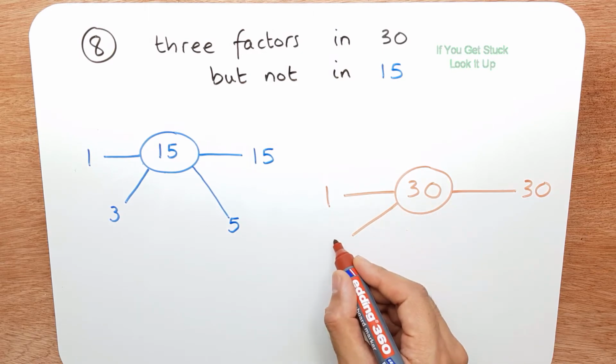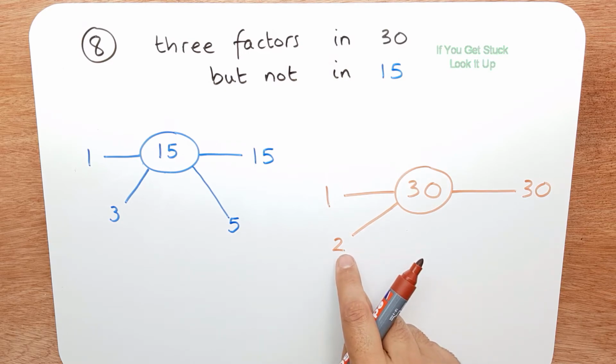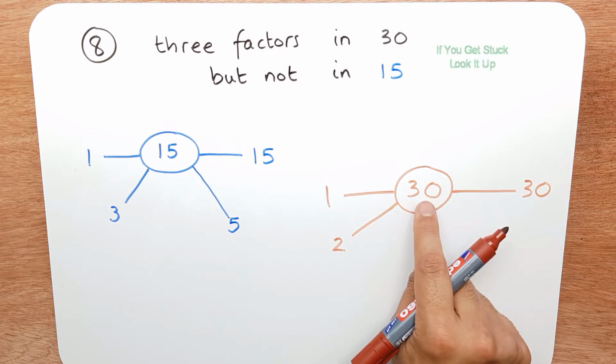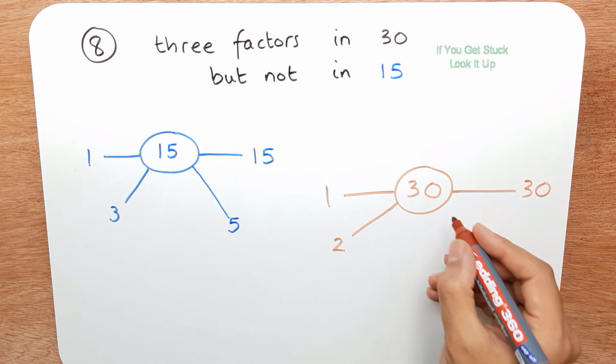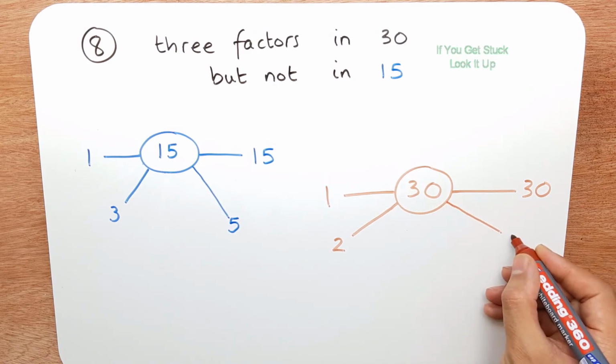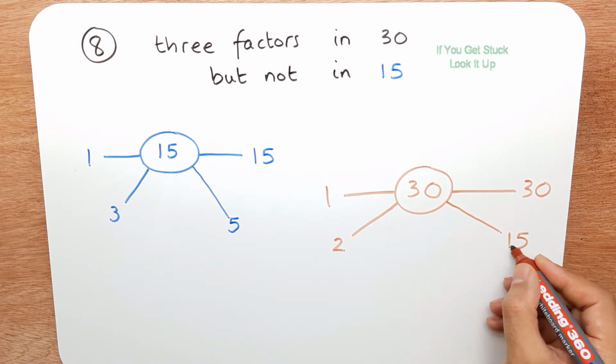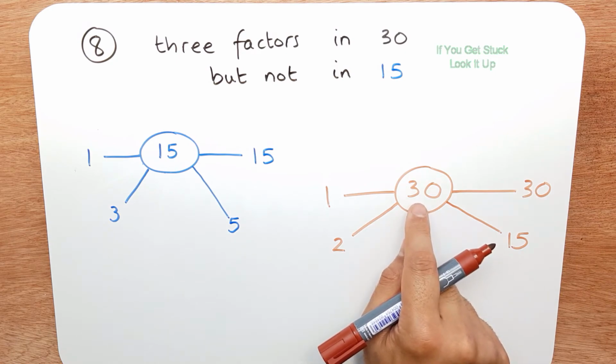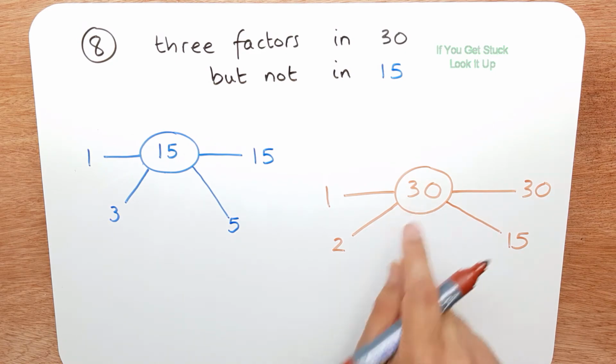So now let me try number 2. How many 2's are there in 30? So if I did my times tables, I would know that there's 15. So I draw a line and I put 15 there. Now let me just go back to this. I'll show you how you can do this.